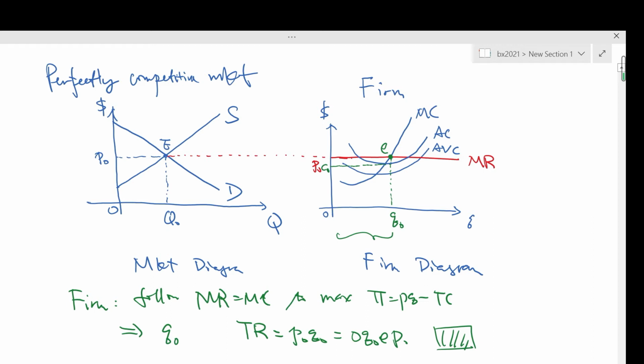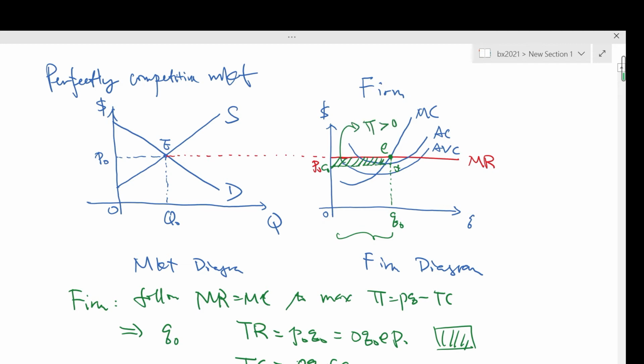Read out the average cost. Let's call it CO. So the total cost now is the area of O, Q, O, and I'm going to call this little f, F, CO. So that's the size, the area of these rectangles. And we see that the profit is the difference. That's the profit.